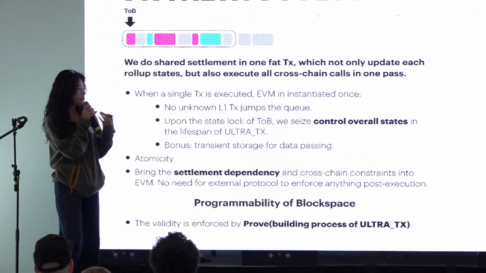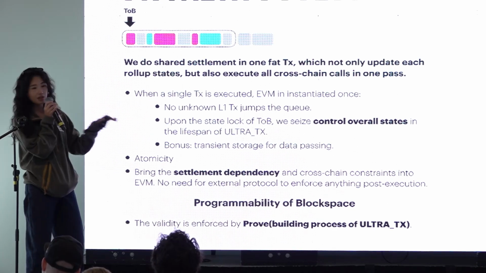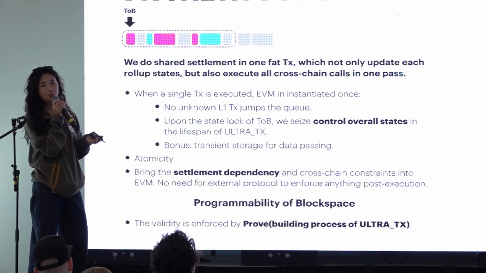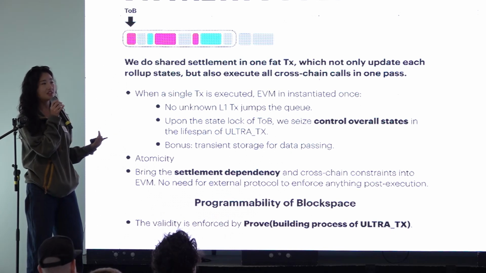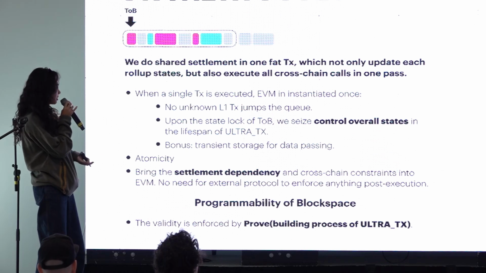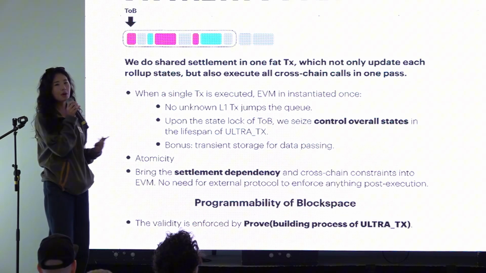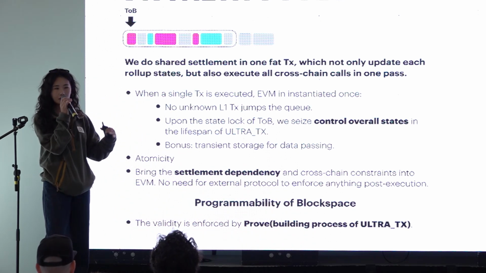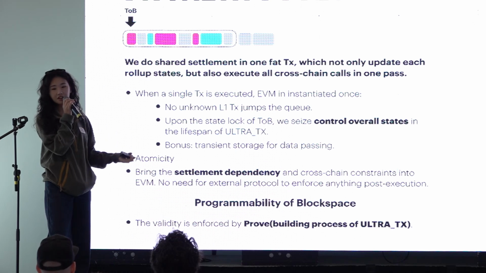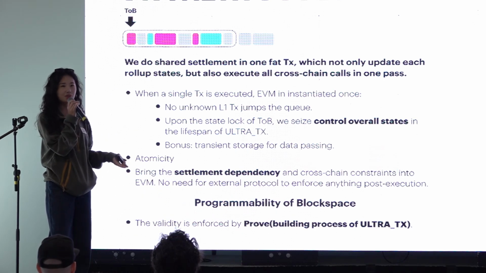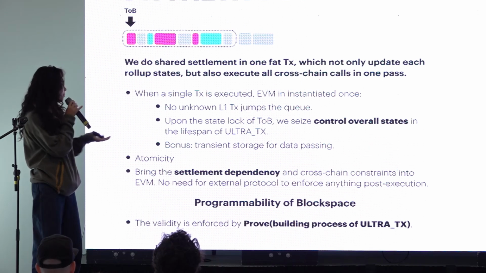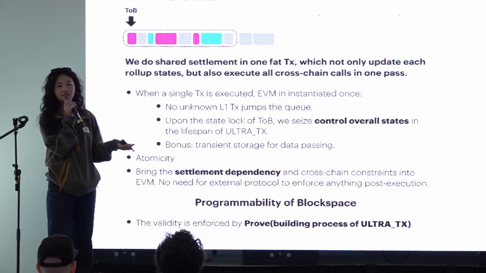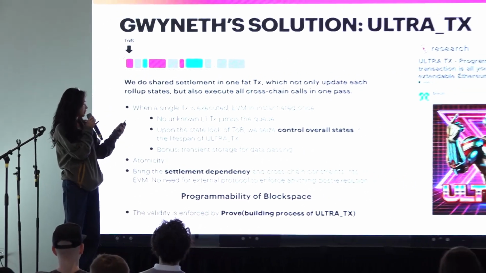Yeah, and we also bring all of the settlement dependency and cross-chain constraints into the EVM. And there's no need, like I said, for an external protocol as a coordinator or observer to facilitate the settlement coordination. That also brings programmability of block space into the EVM, because as you write the constructs that constrain each settlement dependency in Solidity, you bring everything into the EVM. So that's what we call programmable block, right? And the validity is enforced by proving the building process of the settlement, the ultra transaction.